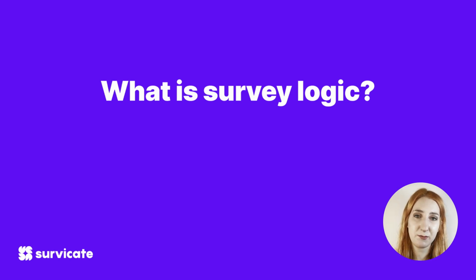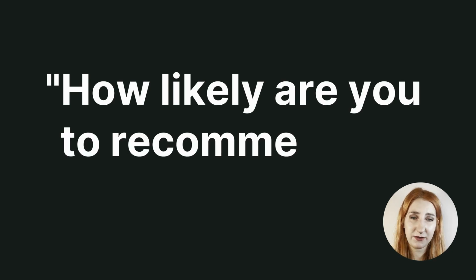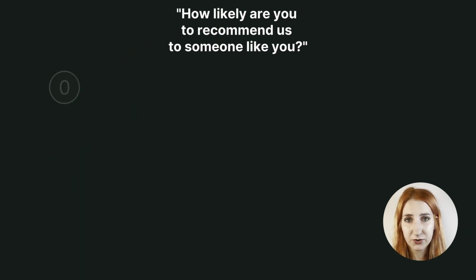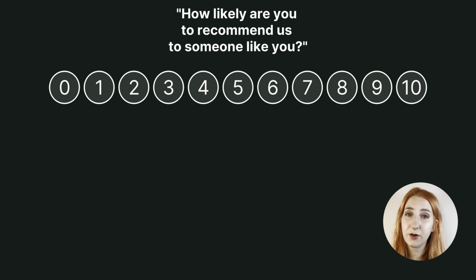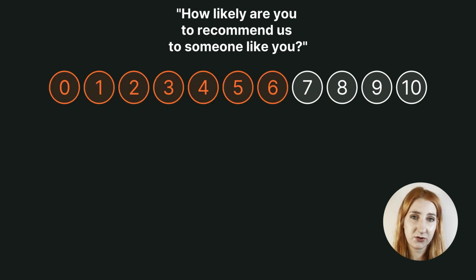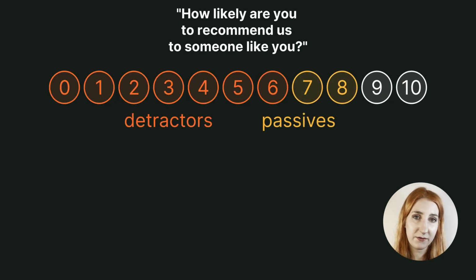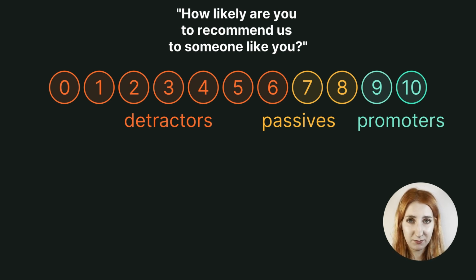A very simple example is the NPS survey. The NPS question asks, how likely are you to recommend us to a friend or colleague? There are 11 options, numbers from 0 to 10. Respondents who choose 0 to 6 are your NPS detractors, 7 and 8 are passives, and 9 and 10 are your promoters. This question allows you to track your NPS as a metric, but doesn't really provide any actionable insights.